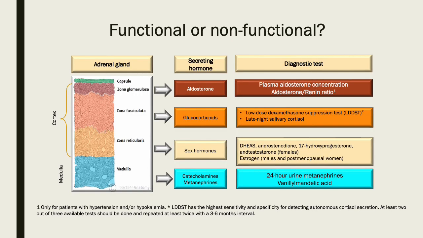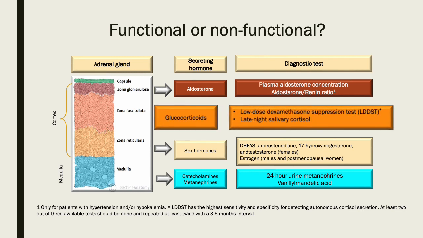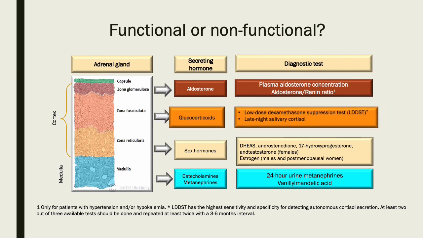Adrenal tumors secreting hormones are called functional. They may secrete one or several substances at once, therefore multiple screening tests are required. The current guidelines recommend a low-dose dexamethasone suppression test or a late-night salivary cortisol assay as the first screening modality to rule out autonomous cortisol secretion. These tests offer high accuracy and are convenient to conduct. To avoid possible false results, they should be repeated at least twice with an interval of several months.